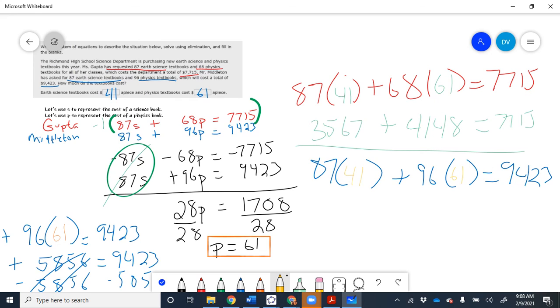is 35, 6. Oh, wait a minute. Oh, yeah, still 3567. We did that before. But this time, 96 times 61 is 5856. And if we add 5856 plus 3567, yeah, we do get 9423. So that means our answers are correct. If those answers, when we substitute them back, give us the correct dollar amounts, the two amounts as expected.